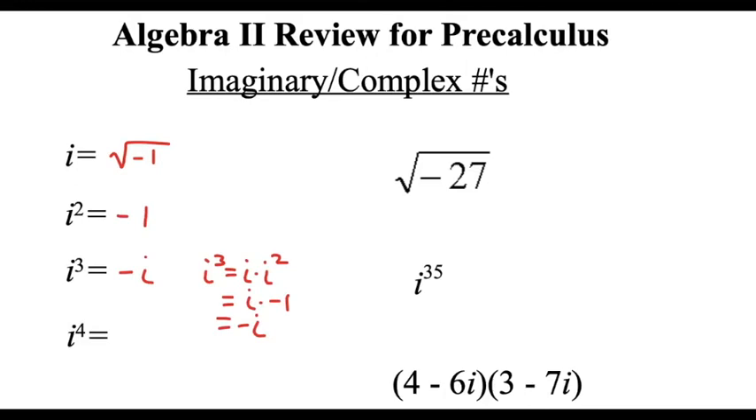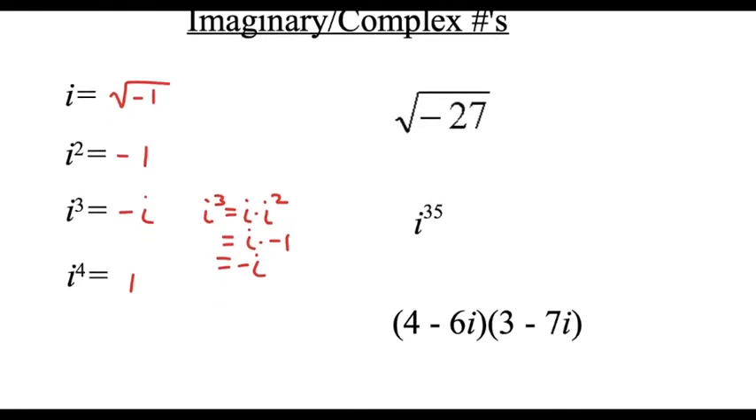And then how about i to the fourth? It's going to equal a real number of +1. The proof on that, i to the fourth is the same as i squared times i squared. -1 times -1, which is +1. Okay. Does this ring a bell from your Algebra 2 course?